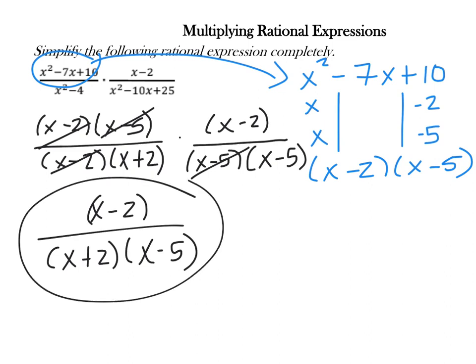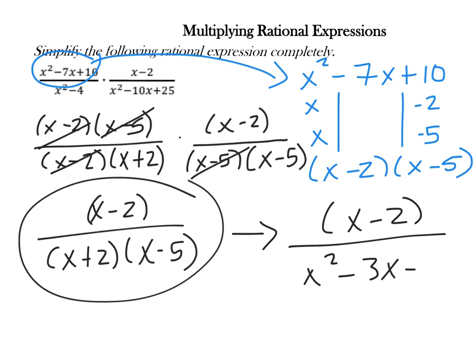Nothing else can simplify. There are no common terms in the numerator or denominator. We're pretty much done. Again, if you want to expand the denominator and write this in standard form, you could do box method, right? And by doing box method, you can get a similar answer that looks something like this. x minus 2 on the top, because there's nothing to multiply. In the bottom, we have x squared minus 3x minus 10.